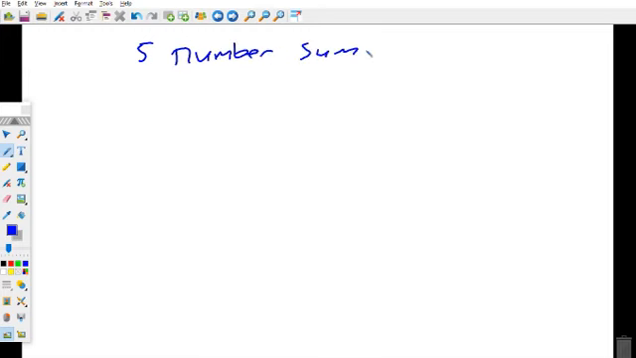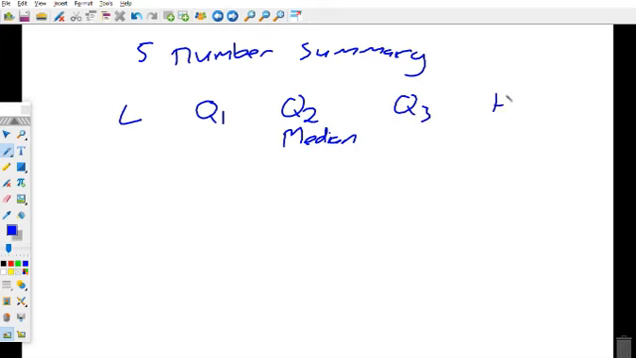5-number summary, okay? So the 5-number summary is your lowest, it is your Q1, it is your Q2. What's another word for Q2? Median, it's your median. It's your Q3 and your highest. So when you do that, you can find these numbers.